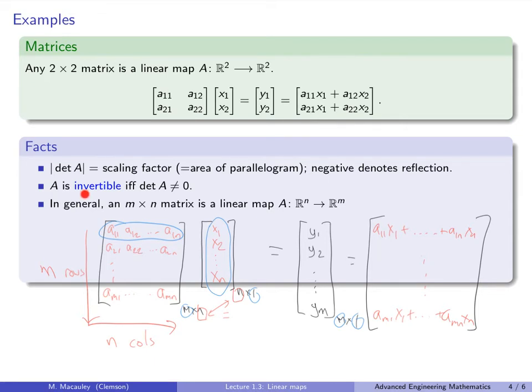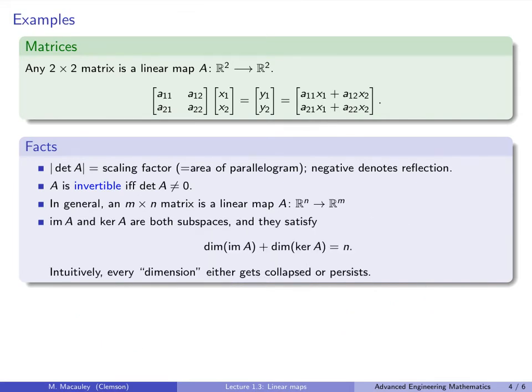For a matrix to be invertible, it has to be from a vector space Rn to itself, and the determinant only exists for a square matrix. Here's the last fact I'll show you, and this actually holds more generally, not just for maps of matrices from Rn to Rm, but for maps between any vector spaces. So let's suppose A now is a linear map from a vector space V to a vector space W. So this says that the image of A and the kernel of A are both subspaces.